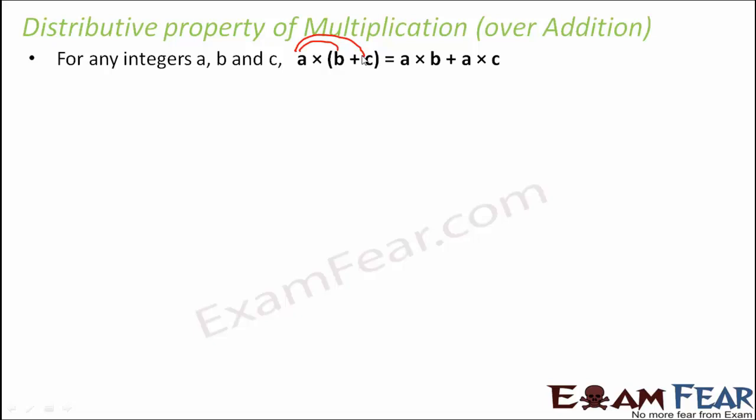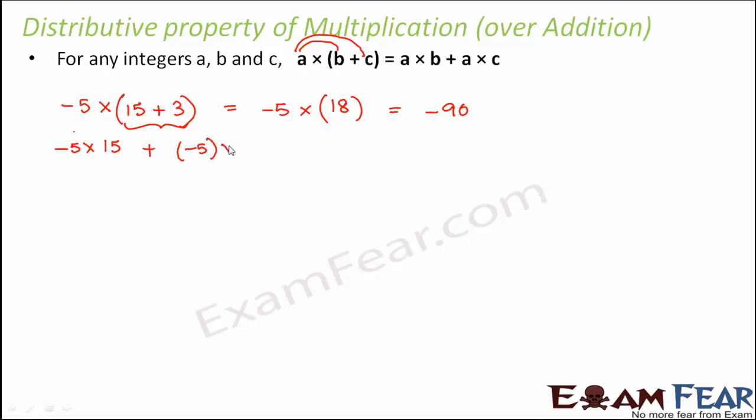So for this also let us take examples and prove if this holds true. So let us take this example, minus 5 multiplied by 15 plus 3. Now there is one simple way that without following this property, you just first add these two, which is 18, and then you multiply minus 5 and 18, so you get minus 90. The other way is to follow this property, that is you write minus 5 into 15 plus minus 5 into 3. So you get minus 75 minus 15, which is again equal to minus 90. So both of these are equal.